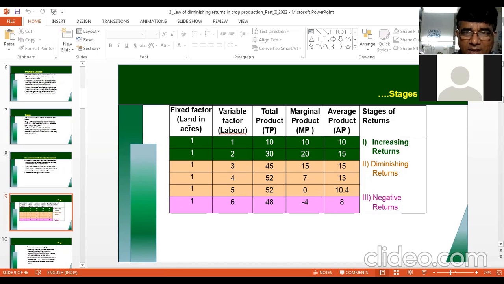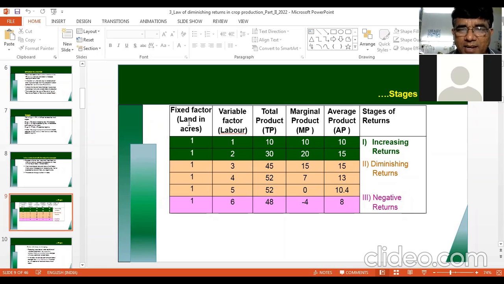If you have this data on TP, MP, AP, how do you find the different phases or stages of the law of diminishing return or law of variable proportion? So you get 3 different stages. One is increasing return, the green one. You can see the green one. Your marginal product has increased from 10 to 20. So therefore, TP is increasing at an increasing rate, because here your MP is increasing. Therefore, this stage is the increasing return stage.